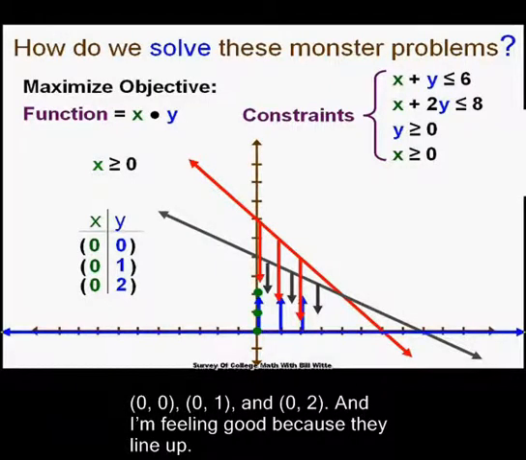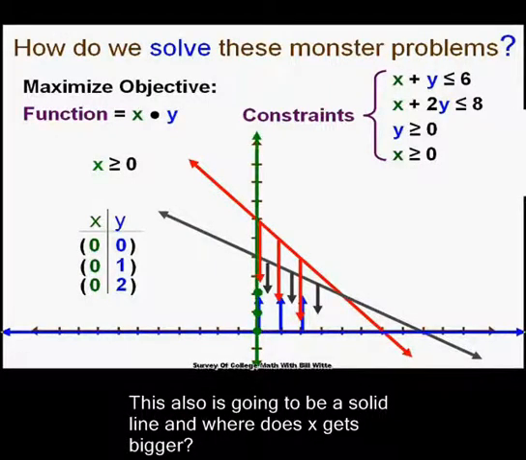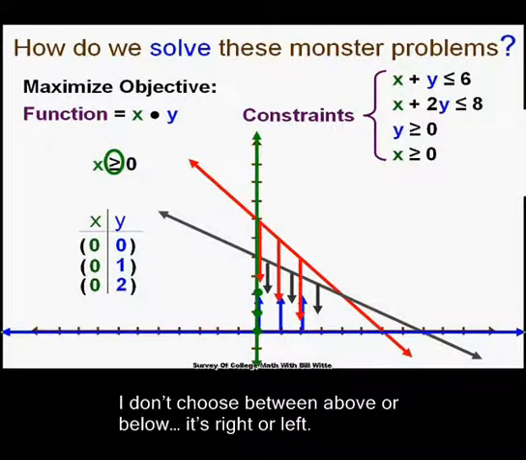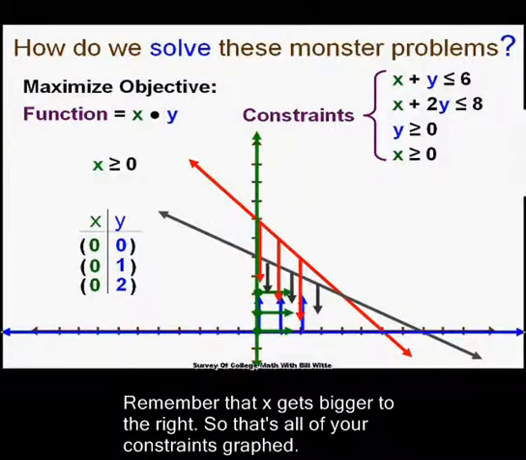This also is going to be a solid line. And where does x get bigger? I don't get above or below here. I have to go right or left. Remember, x gets bigger to the right. So that's all of your constraints graphed.